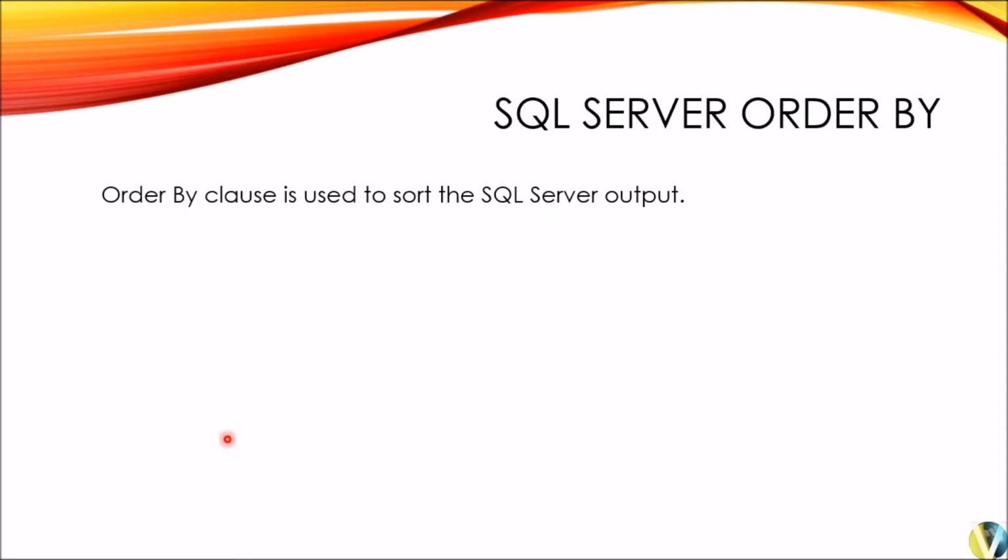What is the order by clause? The order by clause is used to sort the SQL Server output. In other words, you execute any query and you want to sort the output of your query, then you can use the order by clause.